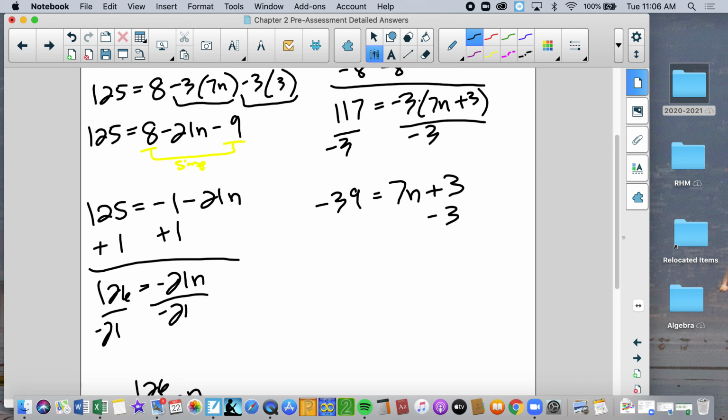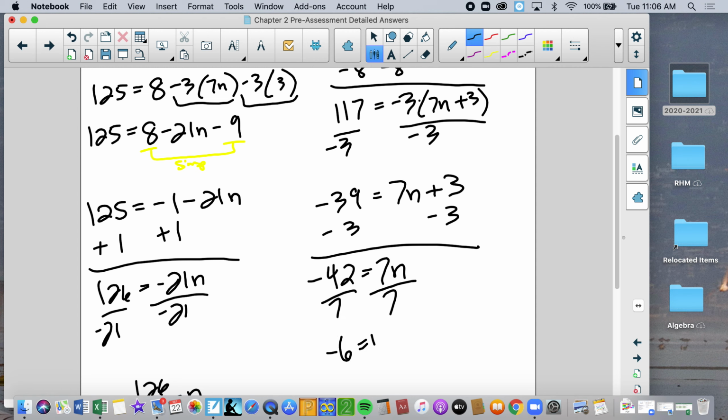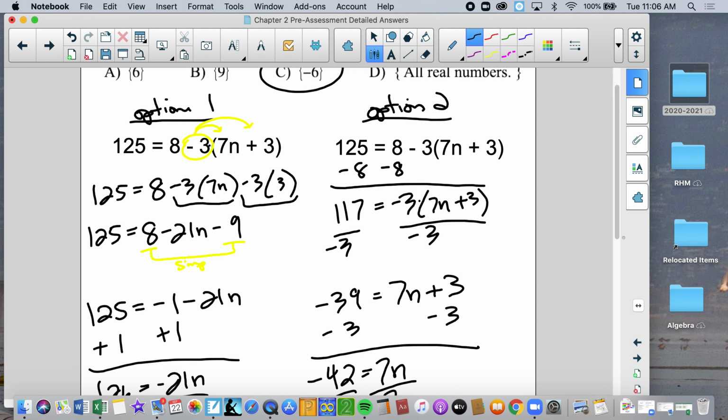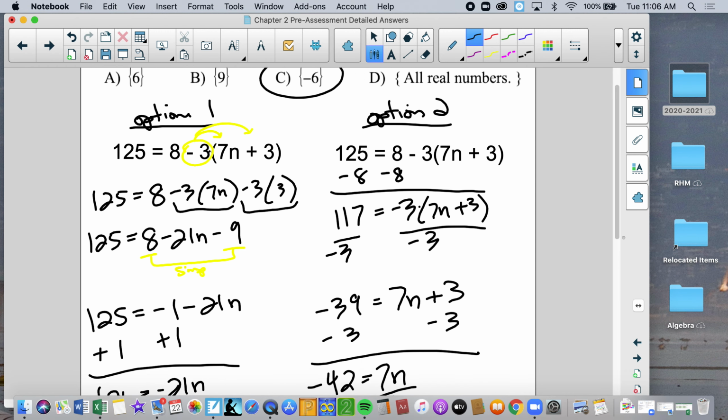Now we can subtract 3. That gives me negative 42. Divide by 7. Negative 6 equals n. That would be the high school and college way of doing that problem.